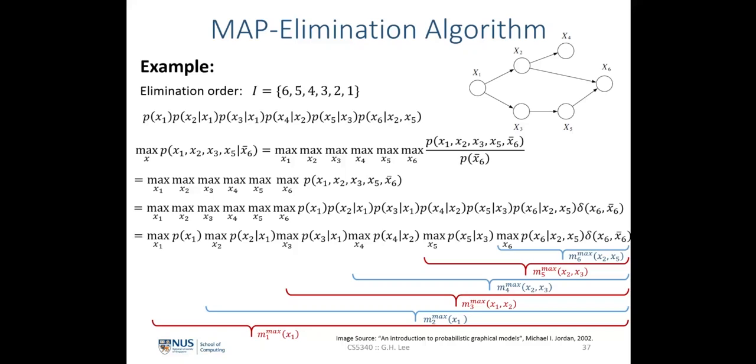Here's an example. Suppose that we are given this Bayesian network, which can be factorized into this joint probability distribution. We choose an elimination order of 6, 5, 4, 3, 2, 1, for example.